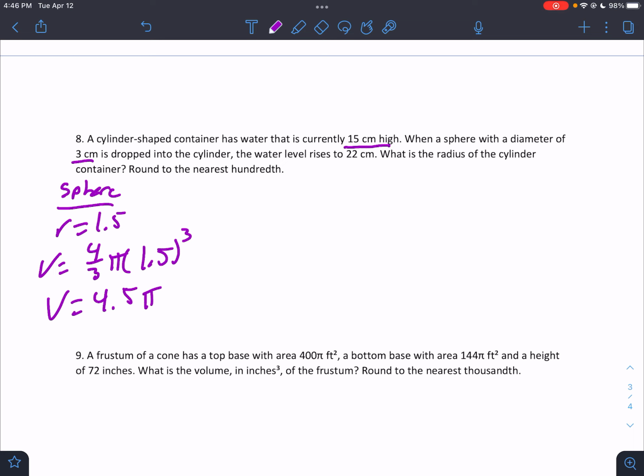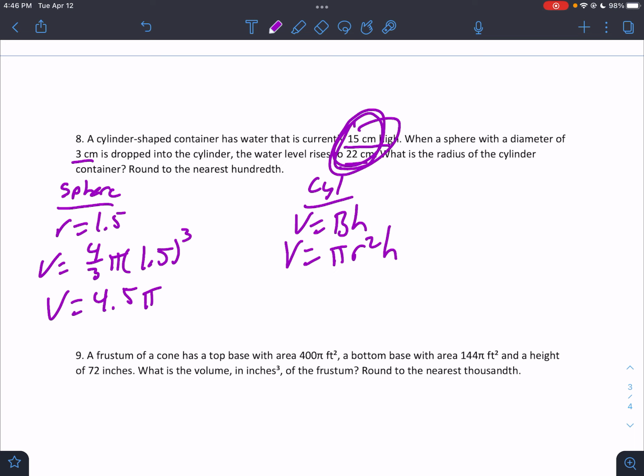It's dropped into the cylinder. The water level rises to 22 centimeters. What is the radius of the cylinder container? So on the cylinder, we know that volume equals the area of the base times the height, which is pi r squared h. The only height we care about is the height from 15 to 22. That's it.